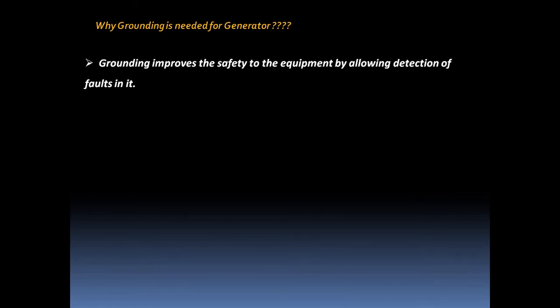Grounding improves the safety of the equipment by allowing detection of faults in it. By providing the grounding, we are providing a closed path for the fault current. Thereby, we can detect the fault and we can safeguard the generator stator winding.